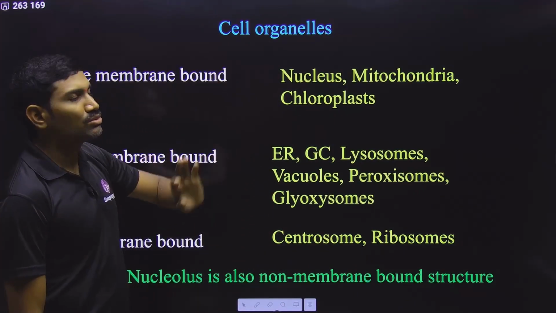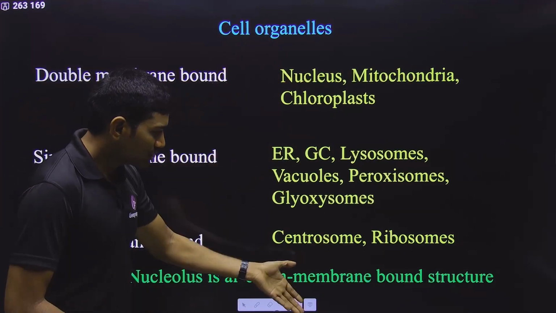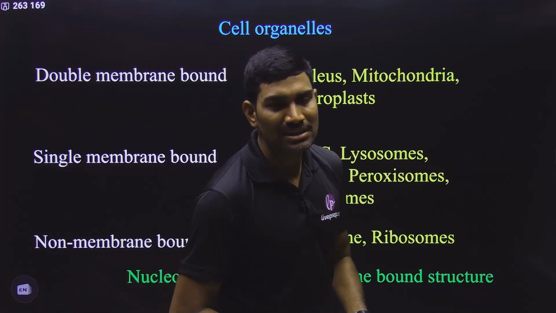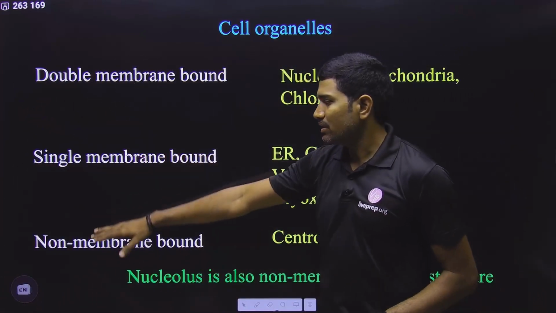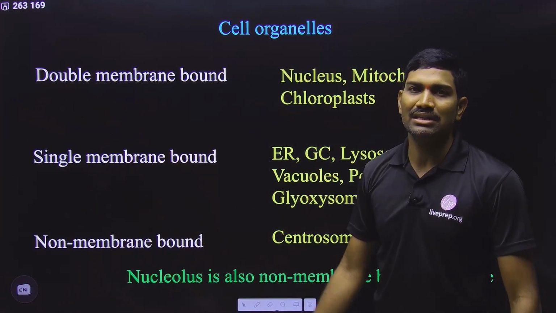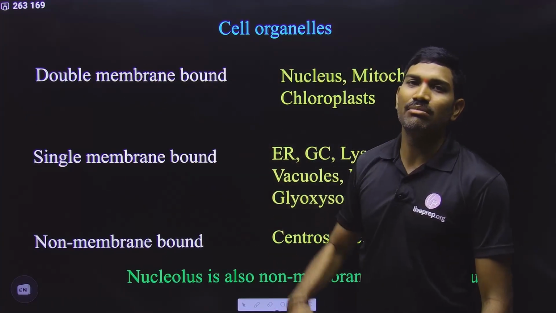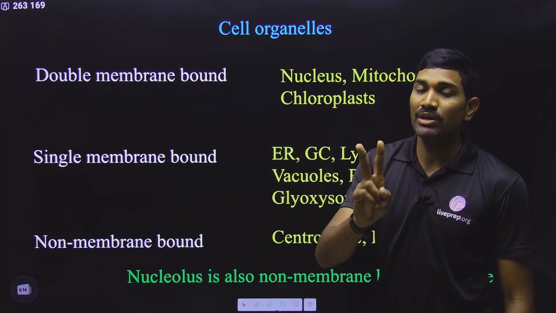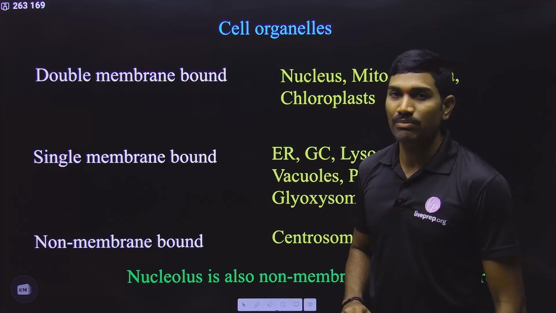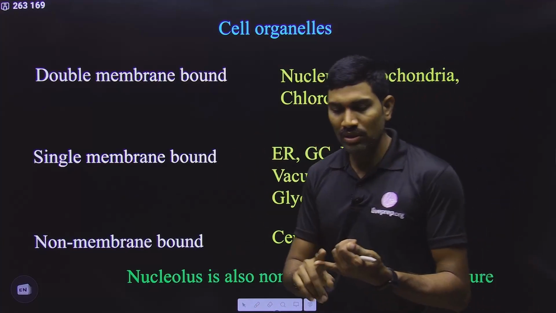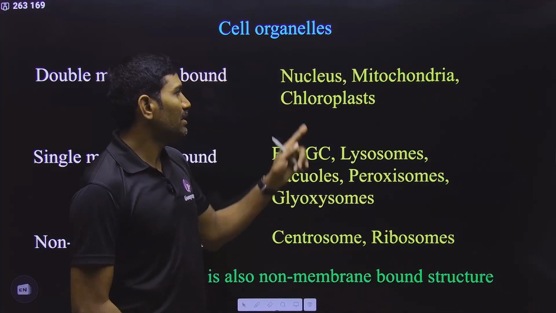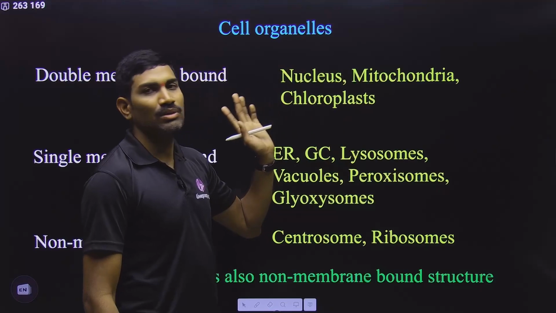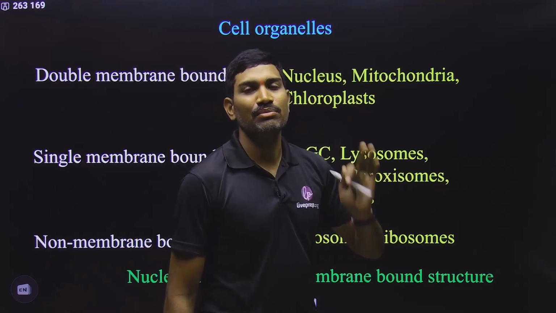Now let us quickly go through these cell organelles. In the case of eukaryotes, different types of cell organelles are present, and here we are classifying them based on the membranes that are present. Some organelles have double membrane. Two membranes means 4 layers of phospholipids. Please remember, what are those? Nucleus. Nucleus is a double membrane bound organelle. Mitochondria also, chloroplast also. These are the 3 double membrane bound organelles.